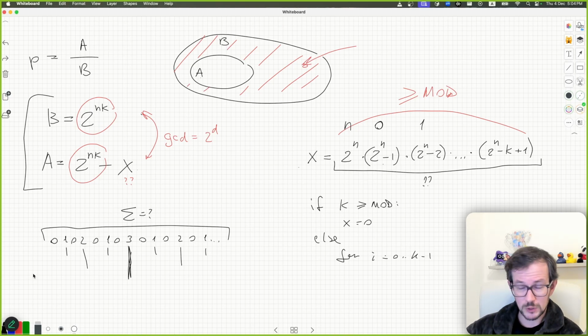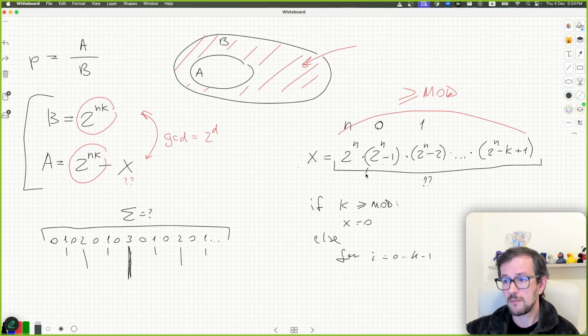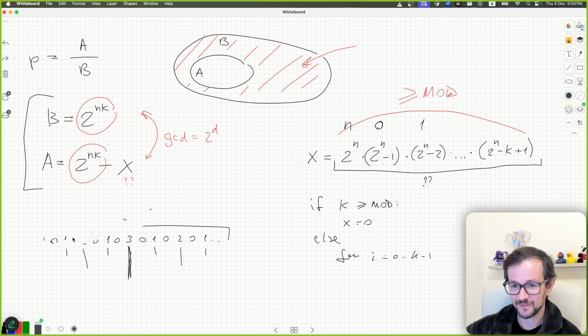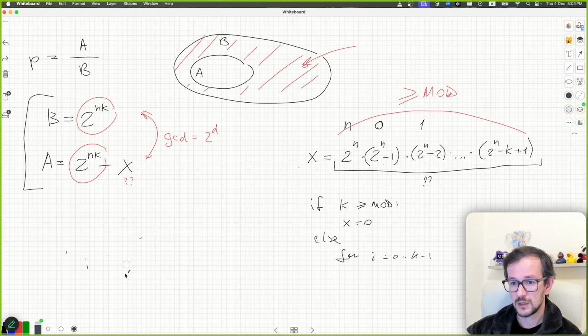So what I will do, I will count how many numbers here are divisible by 2. How many numbers are divisible by 4? Okay, let me write it like this. So this power d will look like this. It will be n because it's n here.